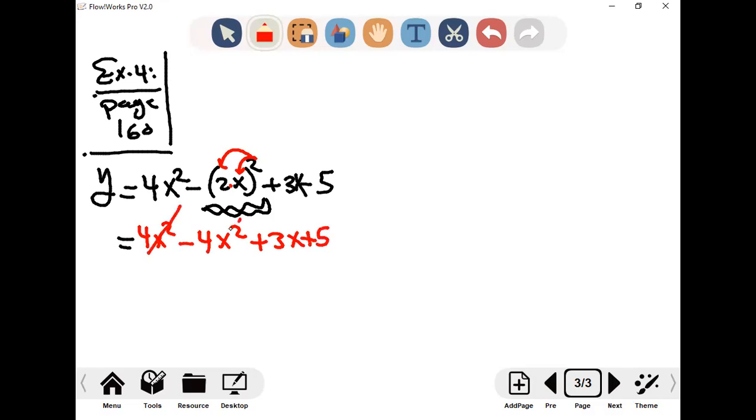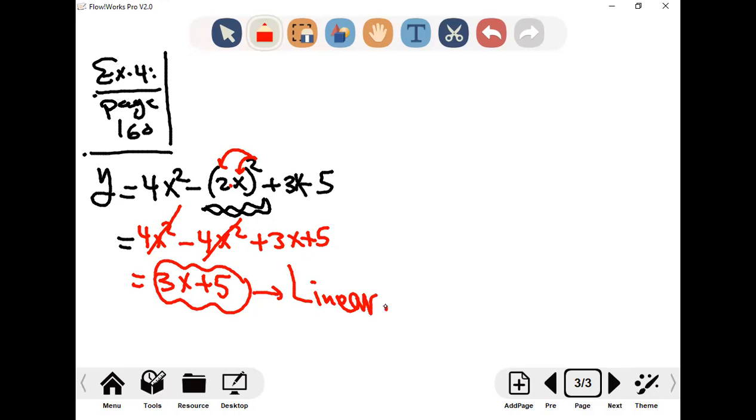Now here, 4x power 2 minus 4x power 2, 0. Still what? 3x plus 5. After you finish, take a look at the biggest degree. What's the degree here? 1. If it's 1, it will be what? Linear function. If it's not 1, non-linear.